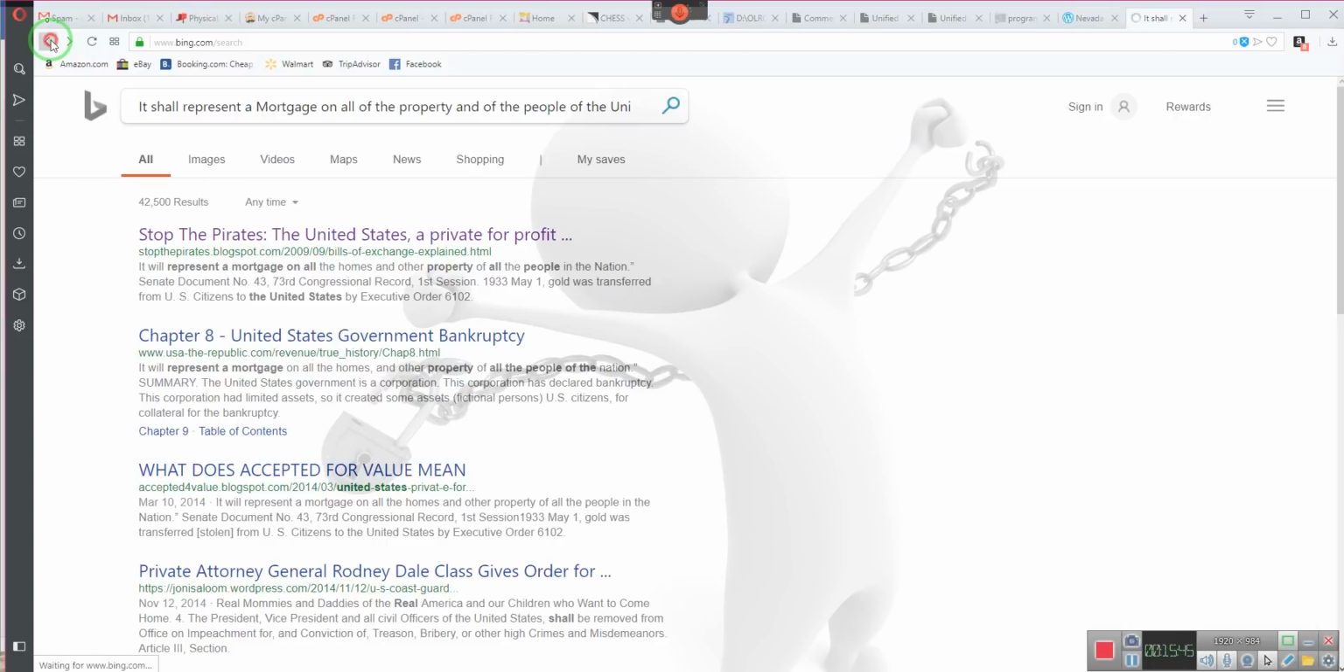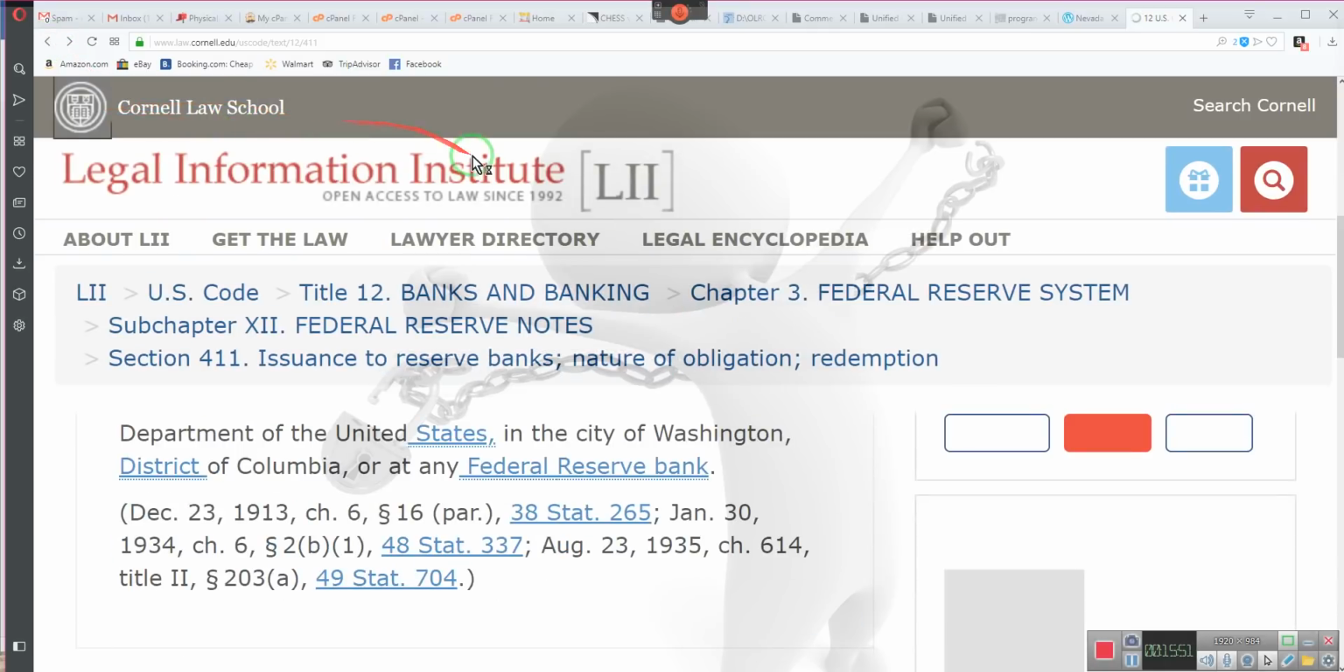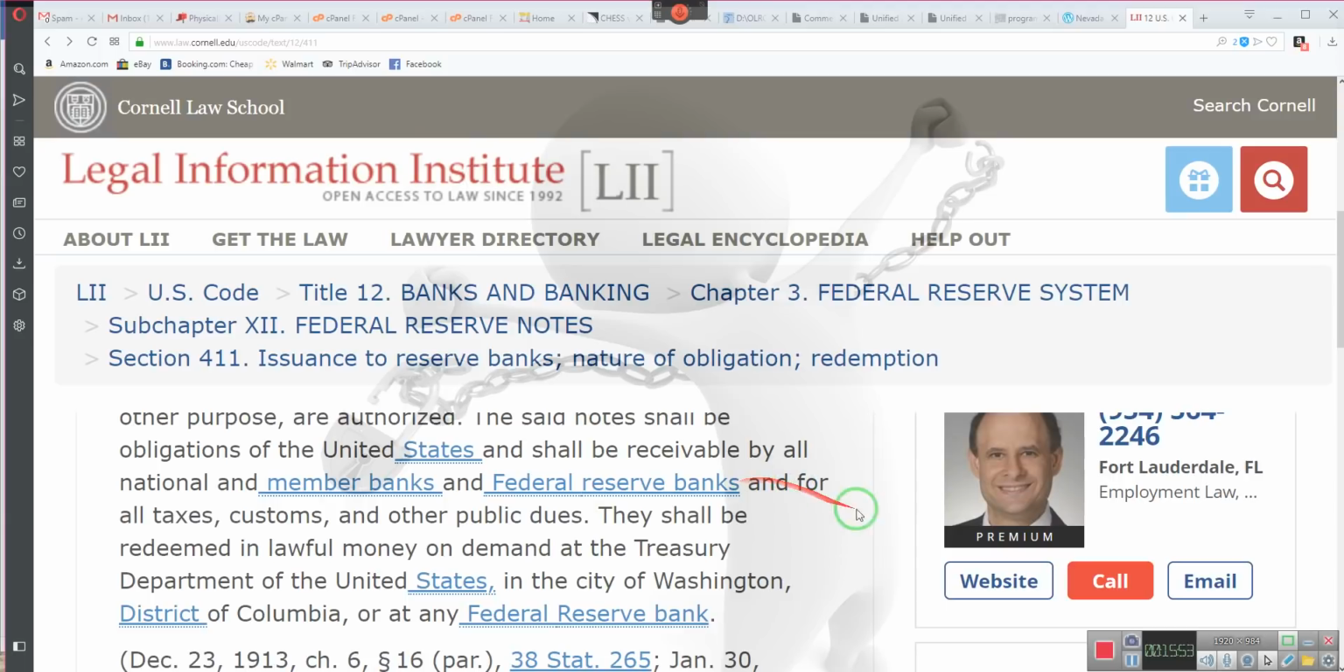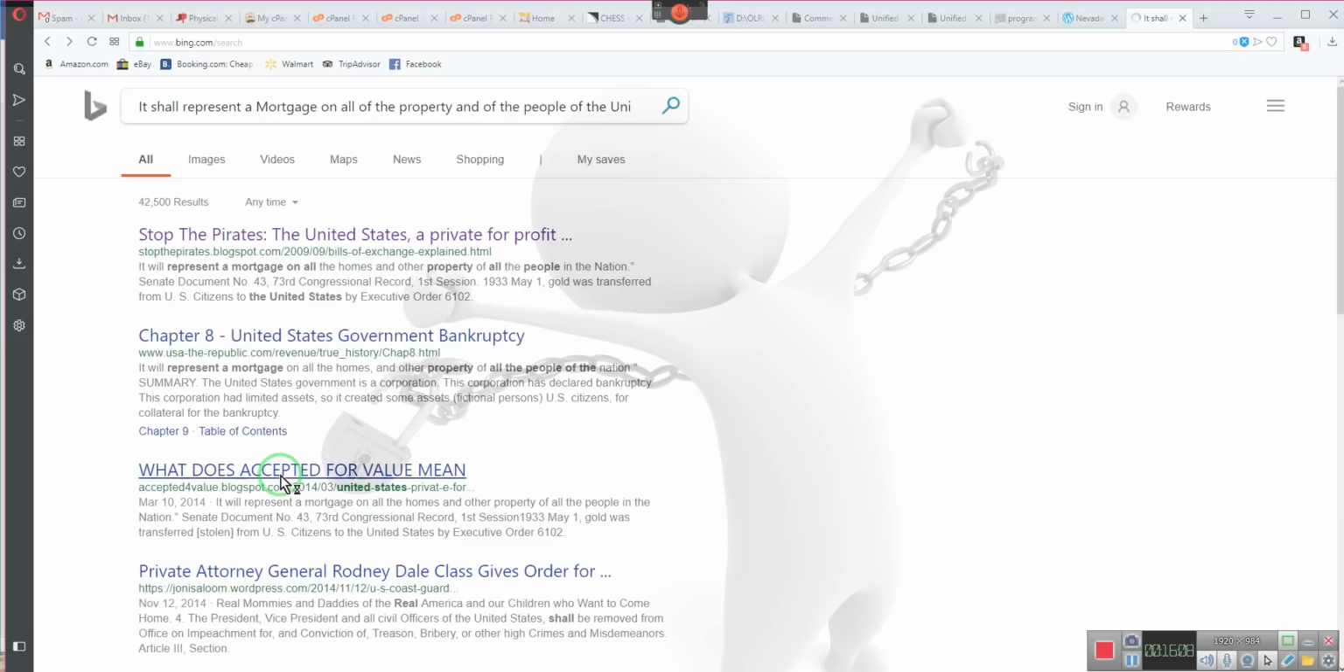As a matter of fact, we can go to chapter 8. How did you find that? We simply put, it shall represent a mortgage on all the property of all the people of the United States of America. That's how I found it. Now, pay attention, people. I need you all to pay attention to what's going on. The said notes shall be obligations of the United States and shall be receivable at all. Hold on. I didn't do that. It did that on its own.